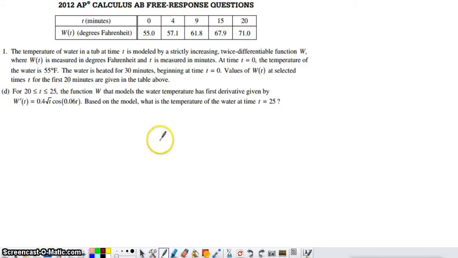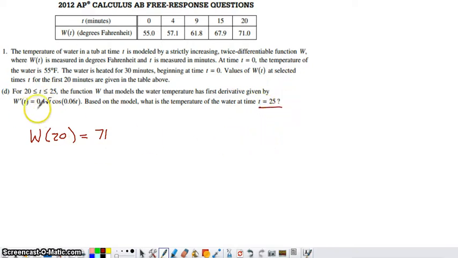So here's number 1, part D from the 2012 AB and BC exam, and they tell us on the interval from 20 to 25, the function W that models the water temperature has a first derivative given by this. Based on the model, what is the temperature of the water at time t equals 25? So we know what the temperature of the water is at t equals 20. We know that the temperature of the water at the t value of 20 is 71 degrees Fahrenheit. We want to know what the temperature of the water is 5 minutes later.